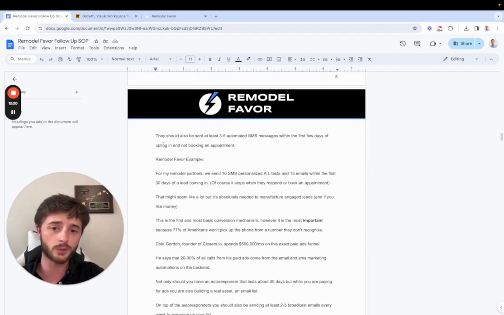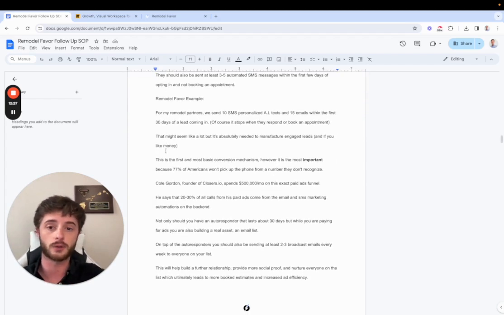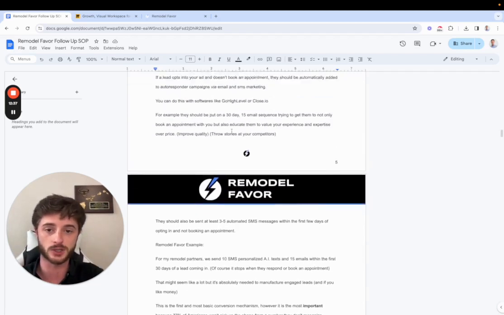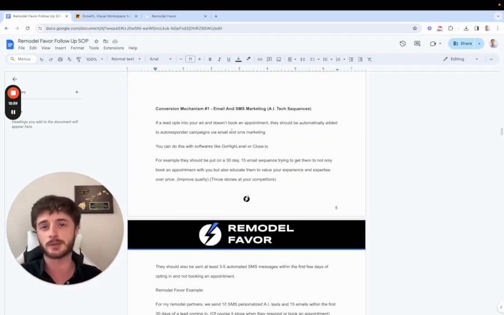Now, not only with emails, but they should also be sent multiple SMS messages within the first days of opting in. And so for our example, we send 10 SMS personalized texts and 15 emails within the first 30 days of a lead coming in. And of course, the great thing with these softwares is it automatically takes them out, or it just stops, whenever they, one, respond, whether it's positive or negative, or two, they book an appointment.